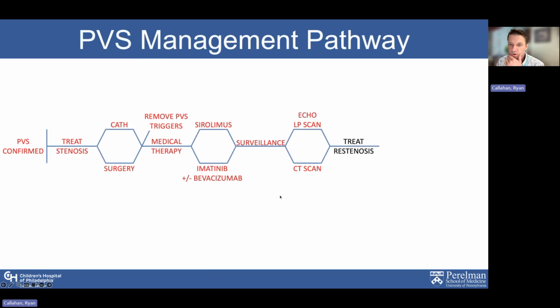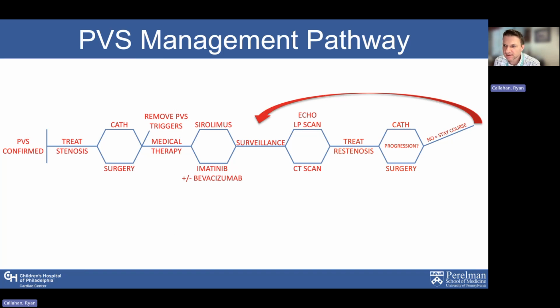Okay, so now this is the final part of the management pathway where we diagnose restenosis by one of our imaging modalities. What do we do next? Again, we have cath and surgery. I will say most of the patients, if they have surgery, it's usually just once or not at all. And a lot of them are managed in the cath lab, but we always have that option, cath or surgery. If there's no progression, it's just restenosis, then we'll stay the course and go back to surveilling. If there is progression, perhaps we'll consider adding another drug or doing something different in the cath lab or going to surgery or something like that.